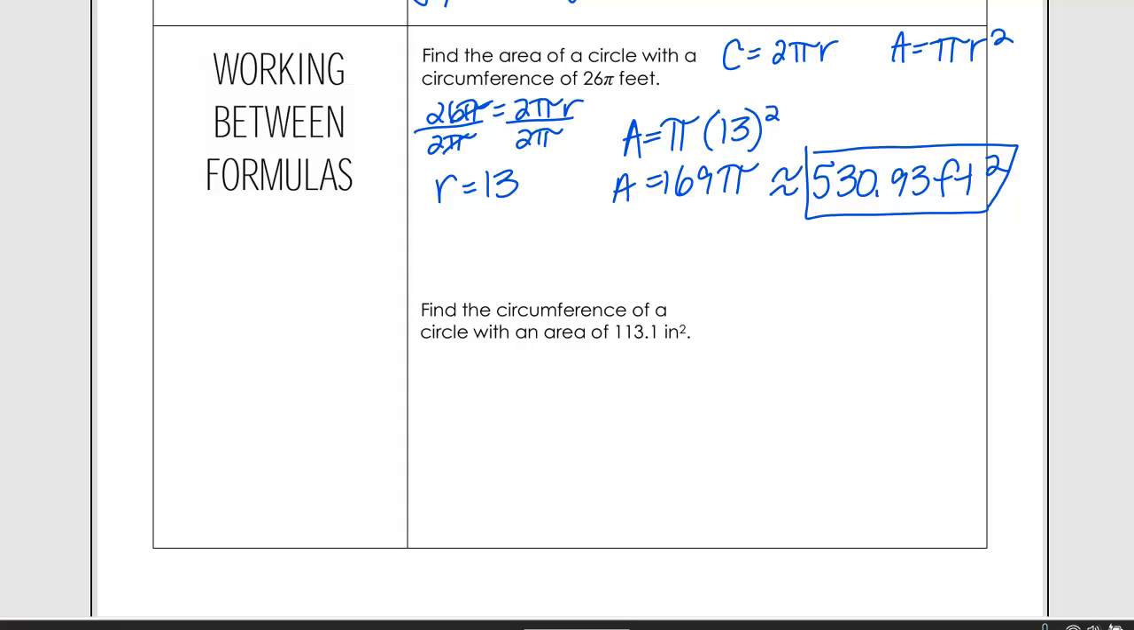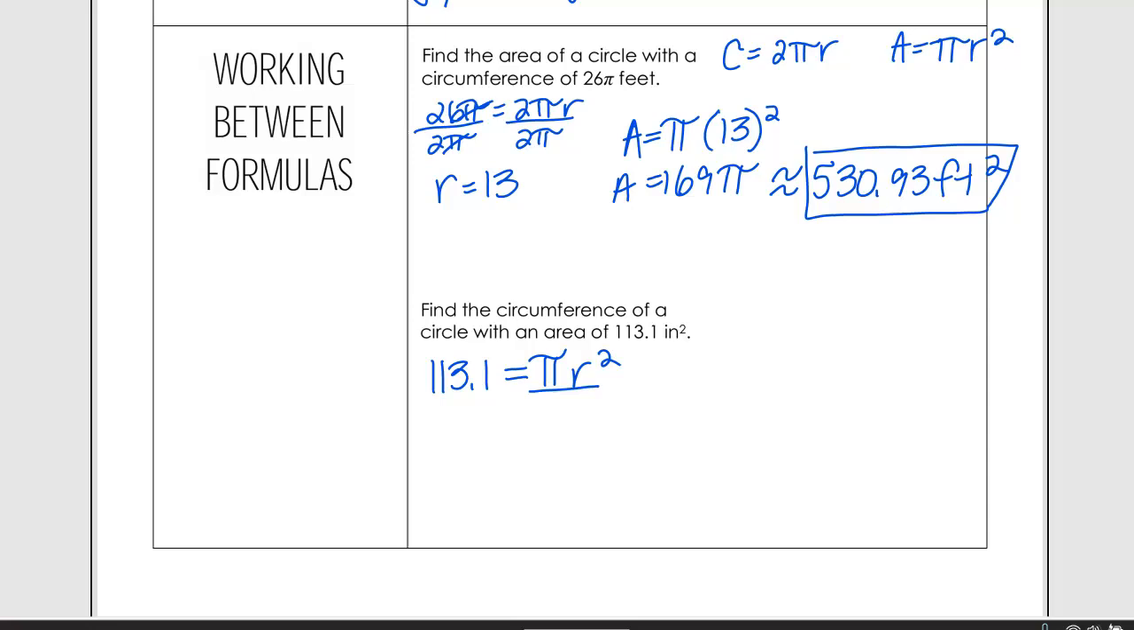All right, this next one says find the circumference of a circle with an area of 113.1 inches squared. So we're kind of going backwards. We're going to use the same formulas, except now we're going to start with area. Once we get the radius, we can put that in for circumference. So let's put in our information. We have 113.1 inches squared, and that equals pi r squared.